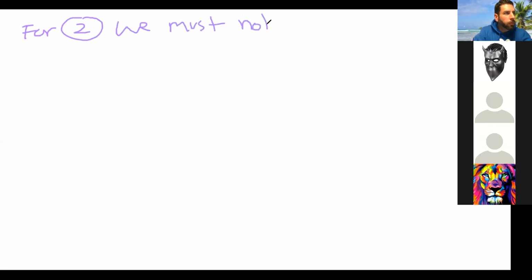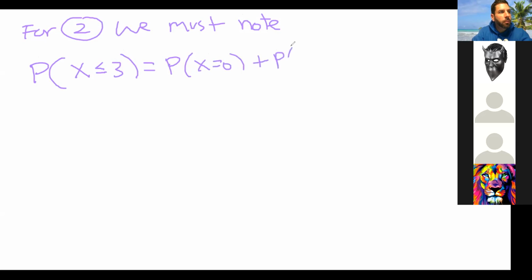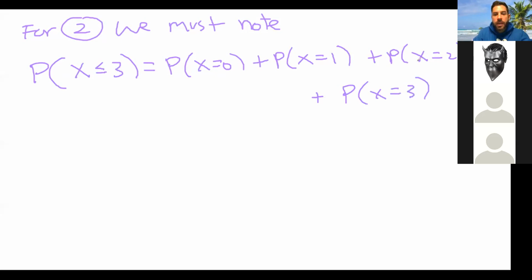we must note, and we went over this stuff weeks ago, that the probability, so we're saying at most, remember, we used at most 3. So the probability that x is at most 3 is the probability that x equals 0 plus the probability that x equals 1 plus the probability that x equals 2, and then it's plus the probability that x equals 3. So we have to compute each one of these probabilities. Yikes.